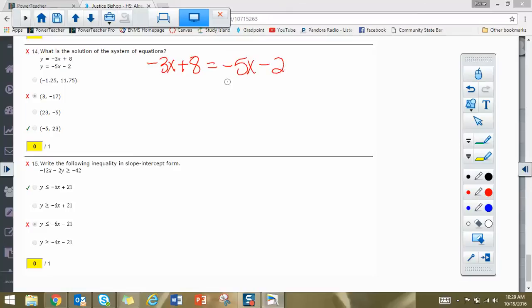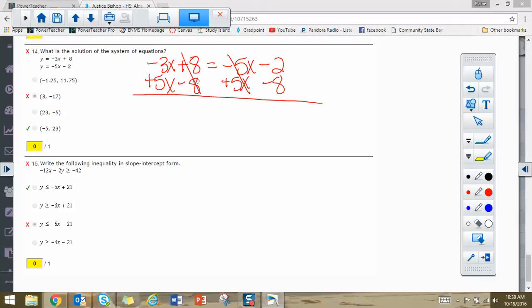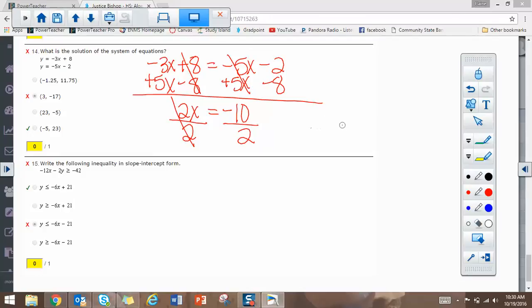And I'm going to do this at the same time. I'm going to add 5x to both sides, and I'm going to subtract 8 from both sides. I'm going to try to do that in one step. So hopefully you can follow what I'm doing there. So that cancels the 5x's out, this cancels the 8's, and you get 2x equals negative 10. Divide both sides by 2, and you get x equals negative 5.